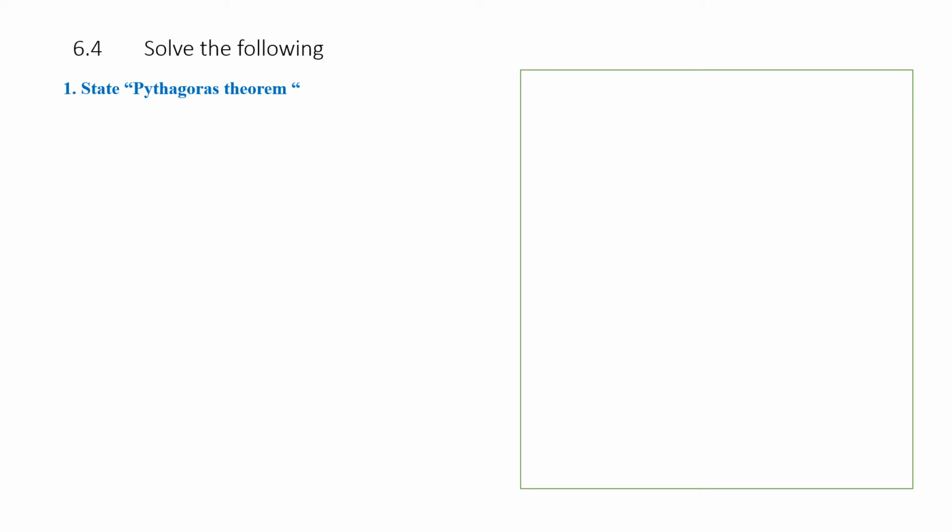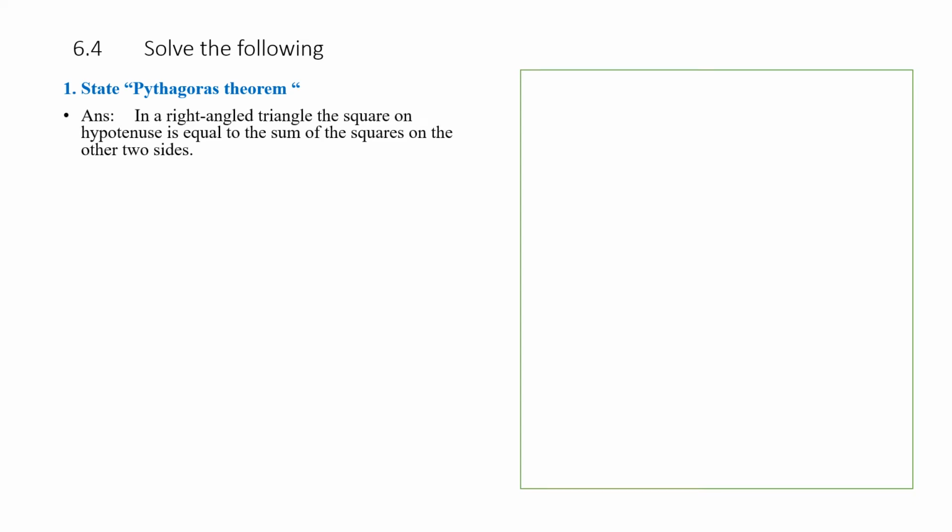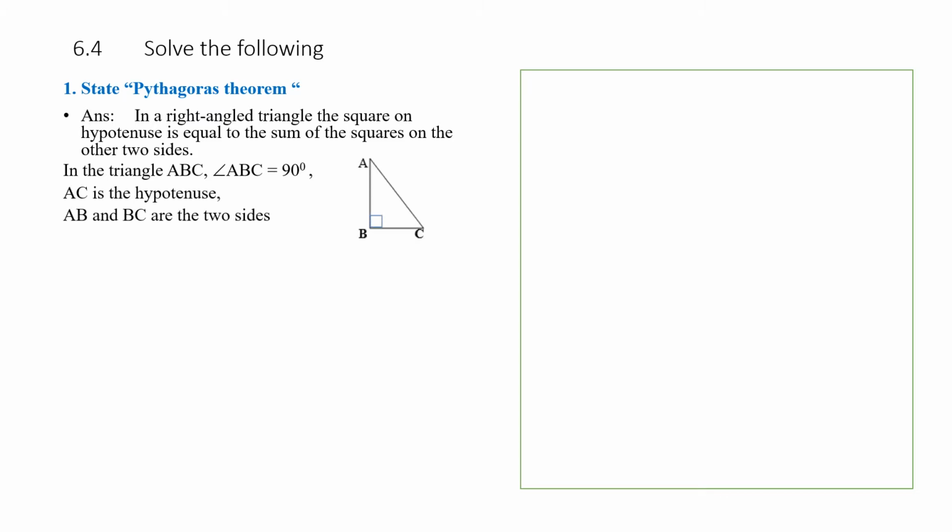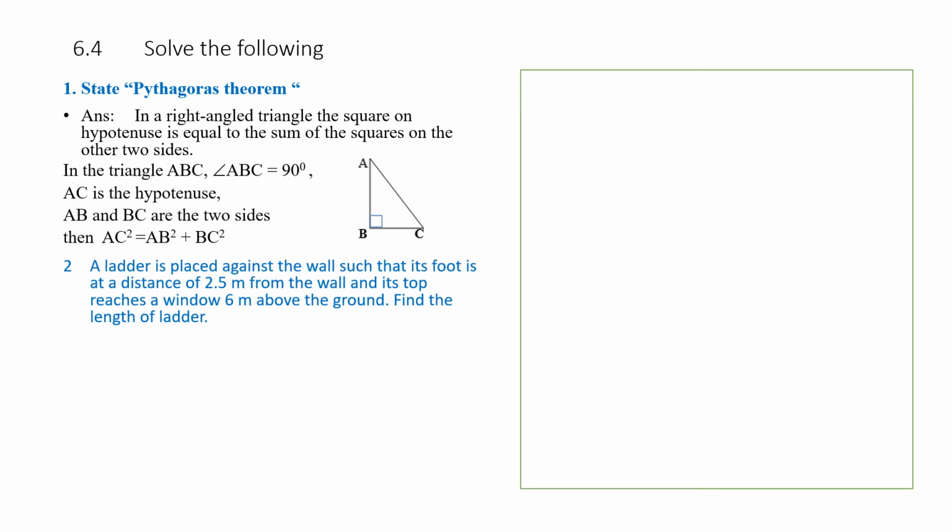State Pythagoras theorem. Question. We'll solve the questions. State Pythagoras theorem. Answer. In a right angle triangle, the square on the hypotenuse is equal to the sum of the squares on the other two sides. So see the figure. In triangle ABC, angle ABC is equal to 90 degrees and AC is the hypotenuse. AB and BC are the two sides. Therefore, AC square is equal to AB square plus BC square.